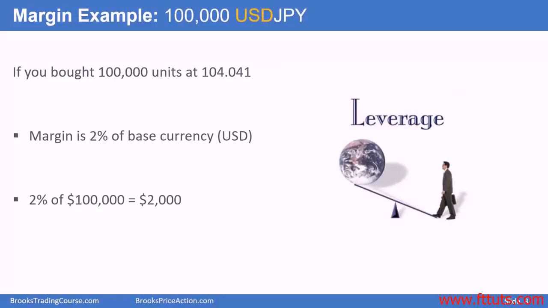Here's an example. Let's say you bought 100,000 of the dollar versus the yen, and let's say your fill price is 104.041. Margin is 2% of the base currency, in this case, the dollar. If you're trading 100,000 units, $100,000, 2% of 100,000 is $2,000. So if you had $2,000 in your account and your broker was allowing you to trade with a 50-to-1 leverage, a 2% margin, then your $2,000 would allow you to buy $100,000 of yen.